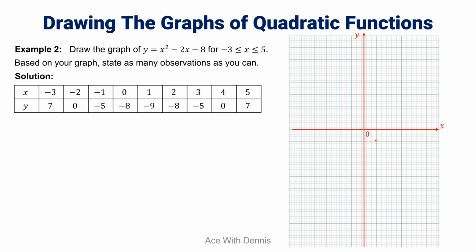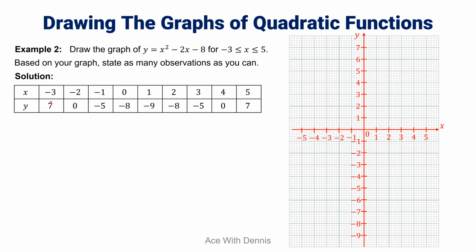Alright, so this will be the origin 0 here. Then these are the positive values for the x and also the negative values for the x. Similarly, this will be the positive values for the y. This will be the negative values for the y. After that, we can start to plot the points.